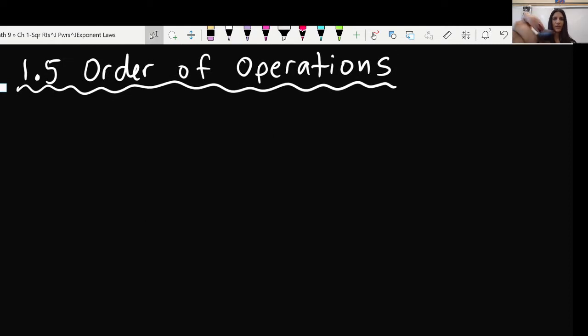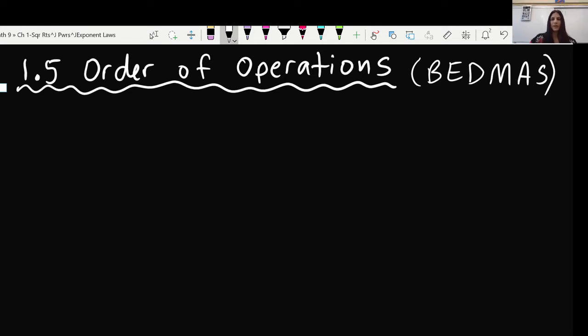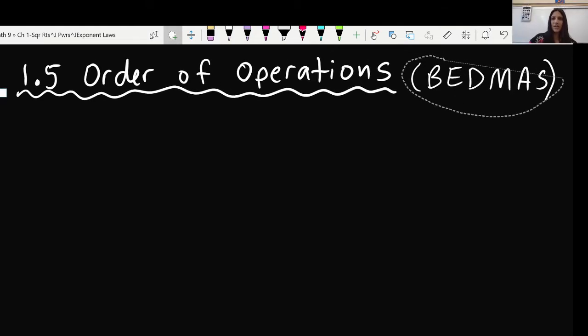Today we are doing 1.5, which is order of operations, or you might have heard of something called BEDMAS. So this is a review from last year. BEDMAS is brackets, exponents, division, multiplication, addition, and subtraction. That's what it stands for.